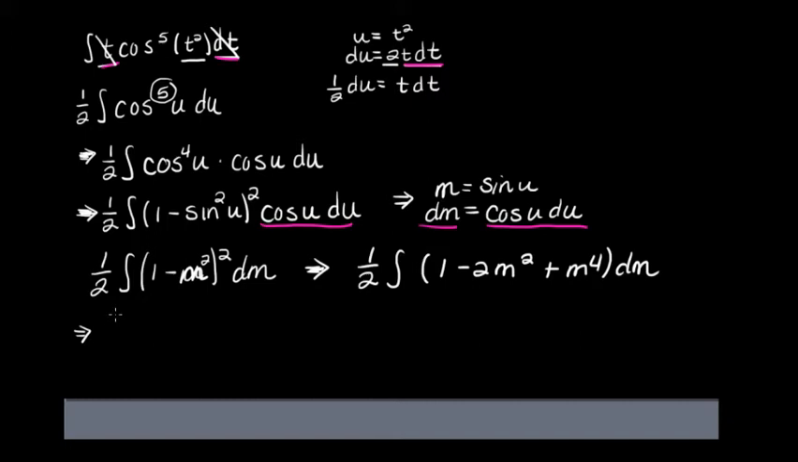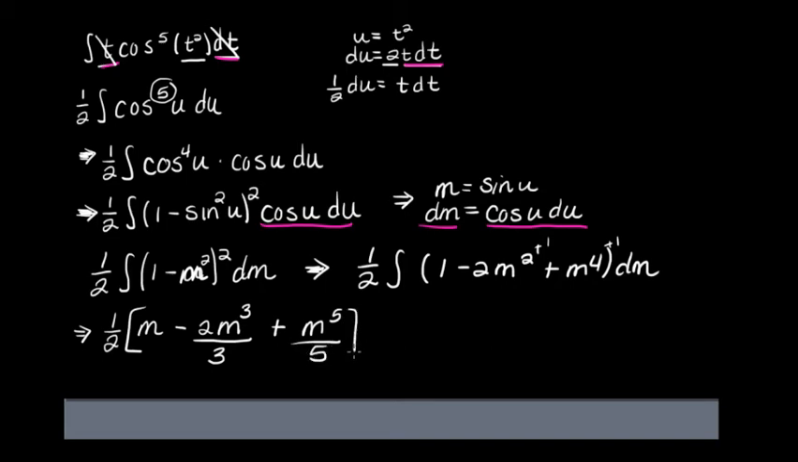So this will become 1/2 times 1, taking the antiderivative of 1, will give me m minus negative 2m. We're going to go ahead and add 1 to the power here. Becomes 3. So we have a negative 2m cubed divided by 3, the 1/3, opposite of the 3. And we're going to go add 1. 4 plus 1 will become m to the 5th divided by 5. All right, perfect.